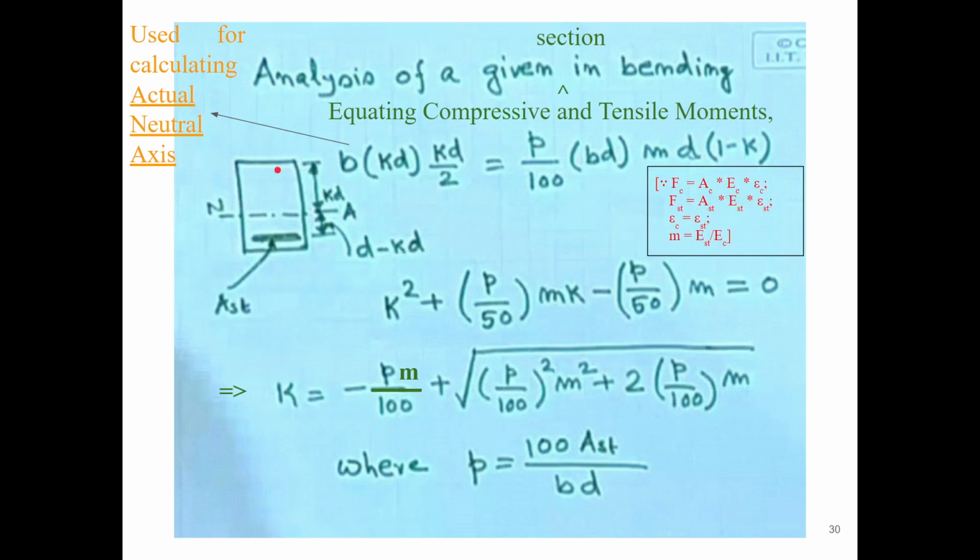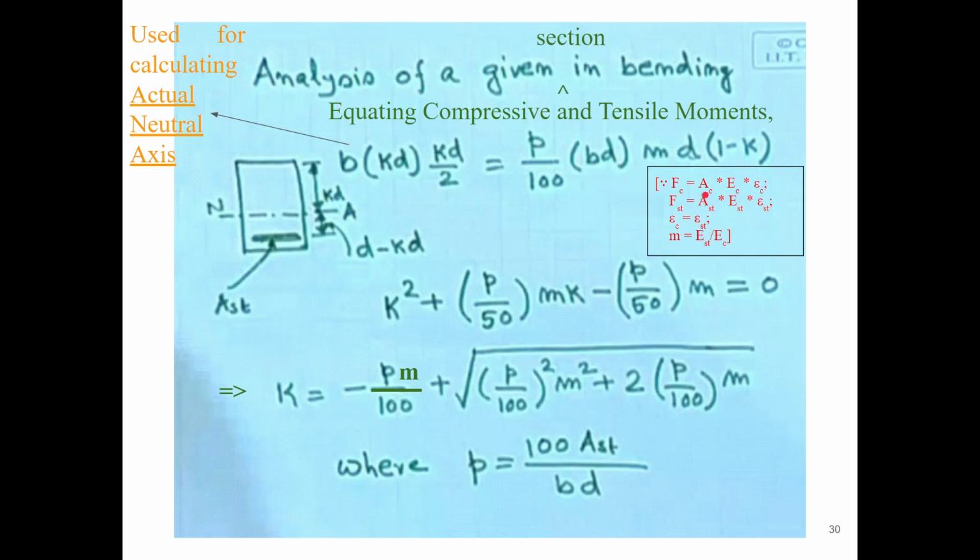Because the load is applied vertically on this beam section, the strain is vertical. It will deform equally, so the strain occurring here will be similar to the strain occurring here. Therefore epsilon c and epsilon st will be equal, so these two will get cancelled from both portions.